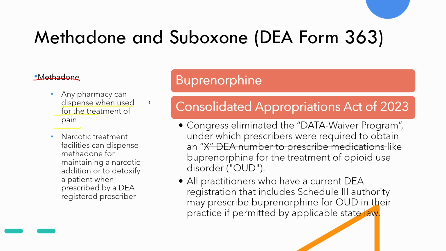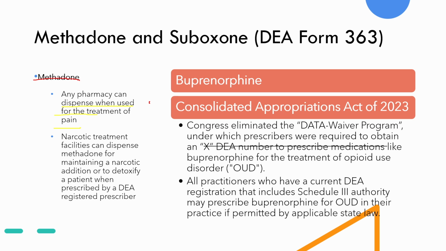But when it comes to narcotic treatment facilities, they need to have what is known as DEA Form 363 to make sure they can dispense methadone to patients who need it for opioid addiction or detoxification purposes, and it needs to be prescribed by a DEA registered prescriber. And then here on the right hand side, we have buprenorphine. This is just a little history blurb. There's a data waiver program, and basically the prescribers need to get an X DEA number.